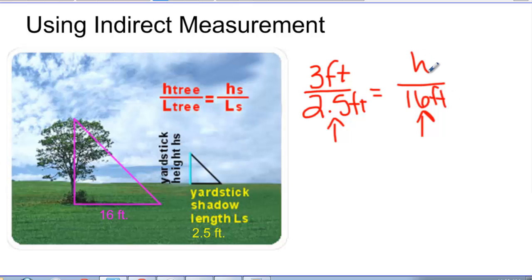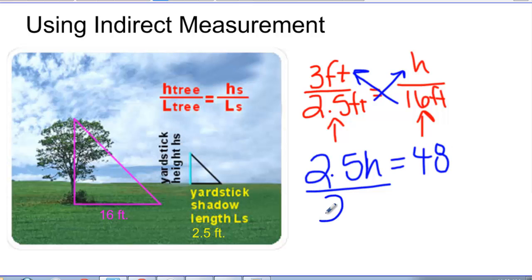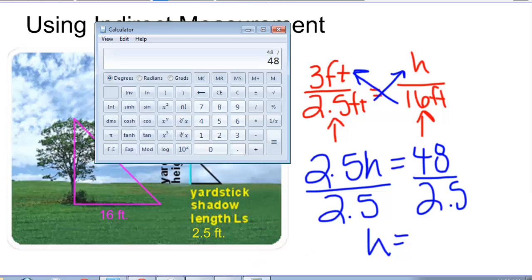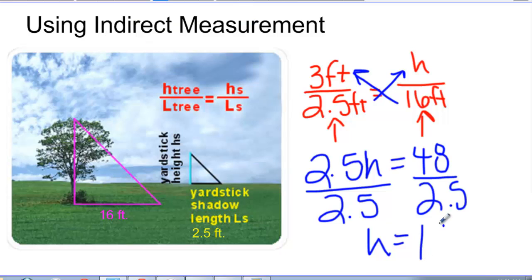And so the height of the tree is what we don't know, and so I'm going to put a variable in for that. And now I will just cross multiply to solve this. Multiply that way and that way. So I get 2.5h equals 48. And so now I need to divide both sides by 2.5, and I get h equals, I'm going to do this on my calculator, 19.2 feet.